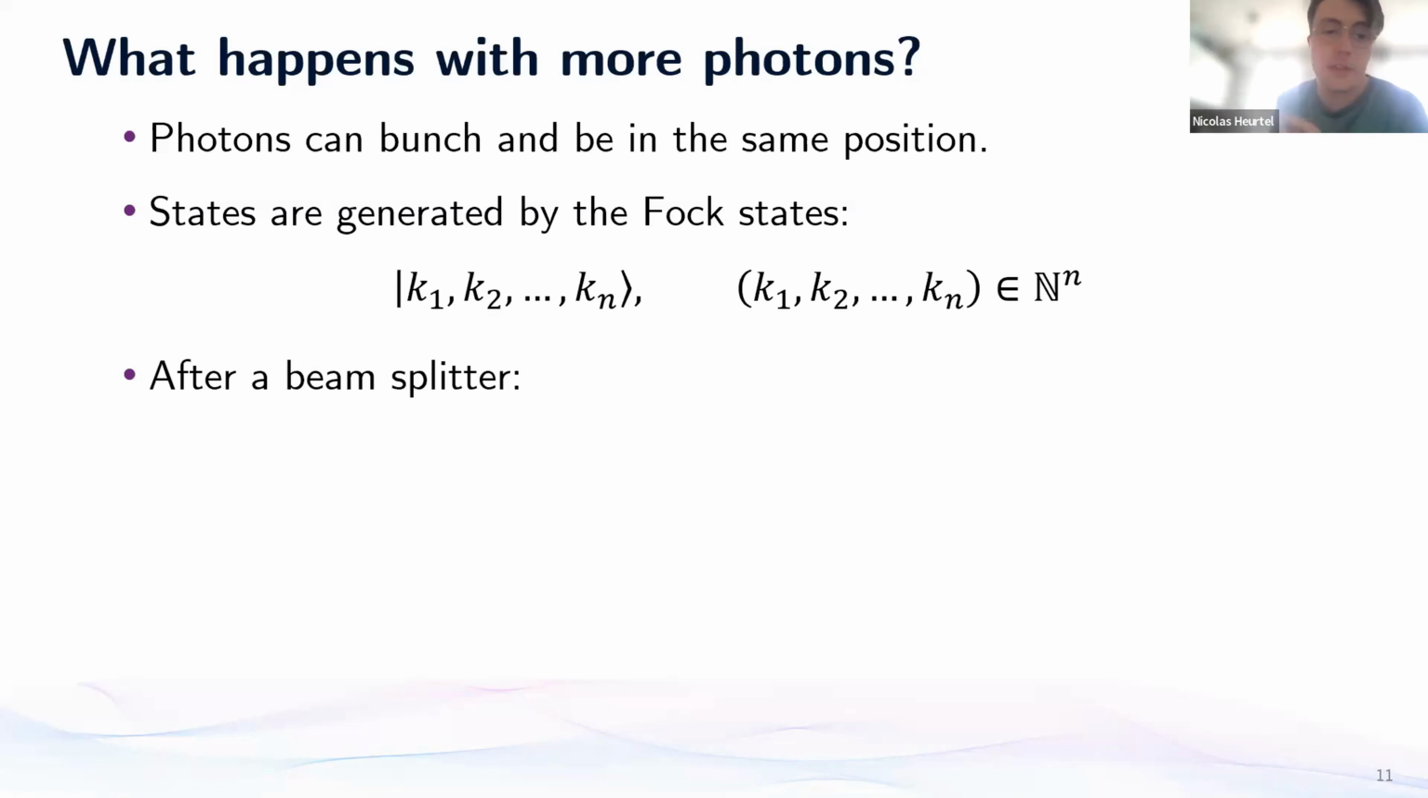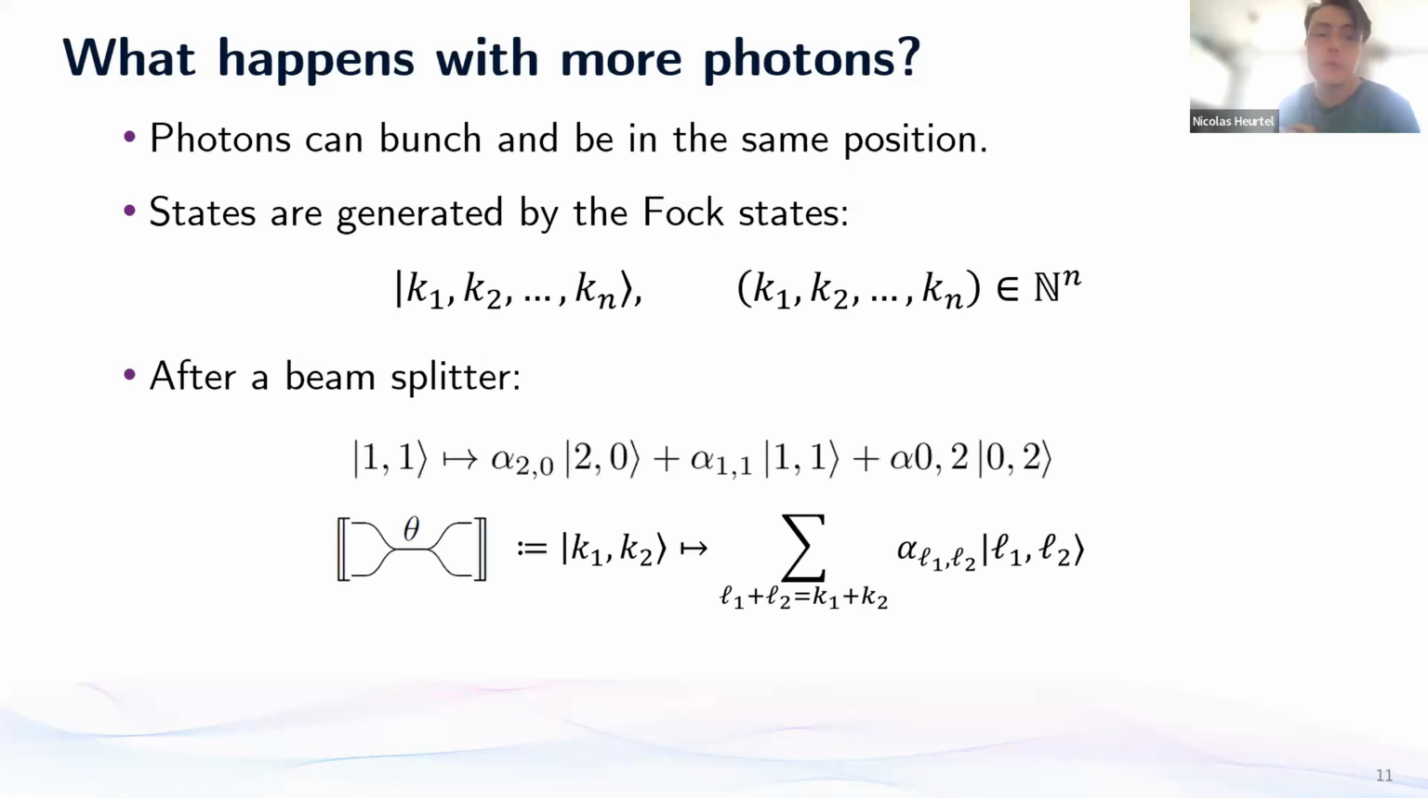So what happens, for instance, after a beam splitter? In general, if you have one photon on the top and one photon on the bottom, then you get a superposition: sometimes the state |2,0>, the state |1,1>, and the state |0,2>. In general, if you have k1 and k2, then you will have all the combinations which conserve the number of photons, so all the Fock states where the sum l1 plus l2 is conserved. So that's it.